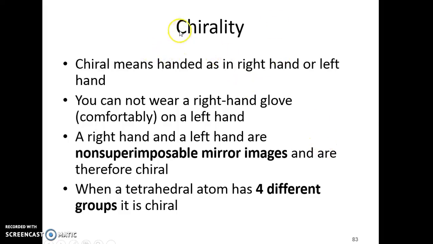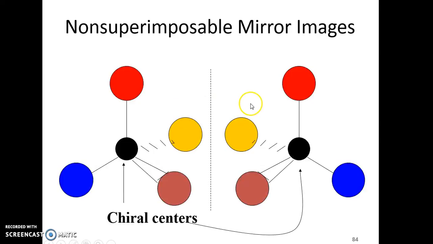Remember that you have learned what chiral means. That means handed, and that a tetrahedral atom with 4 different groups is chiral. I'm going to show you why this makes 2 different non-superimposable mirror images.